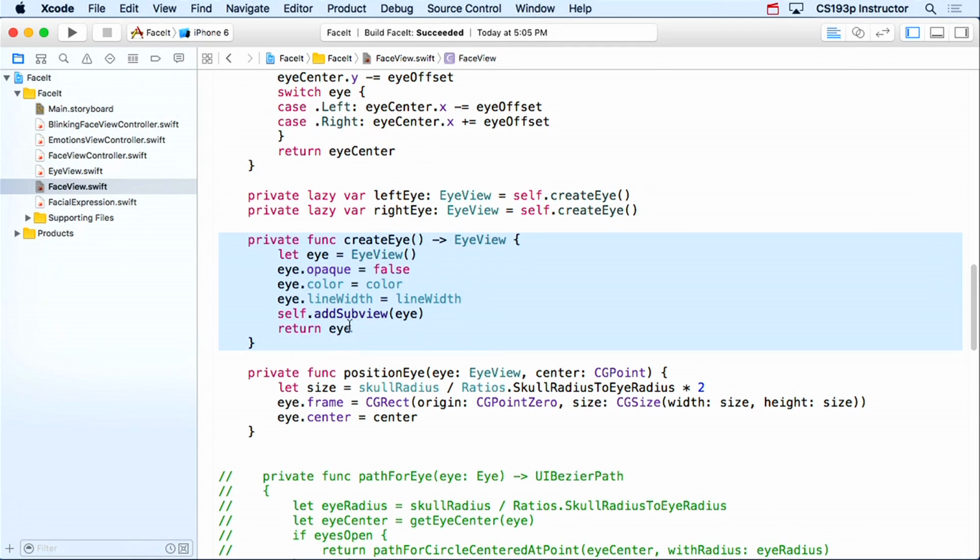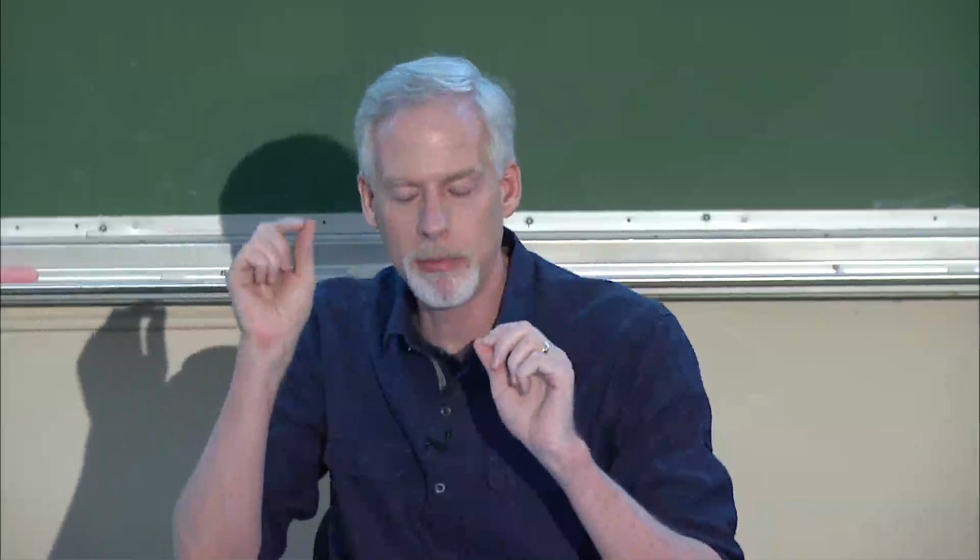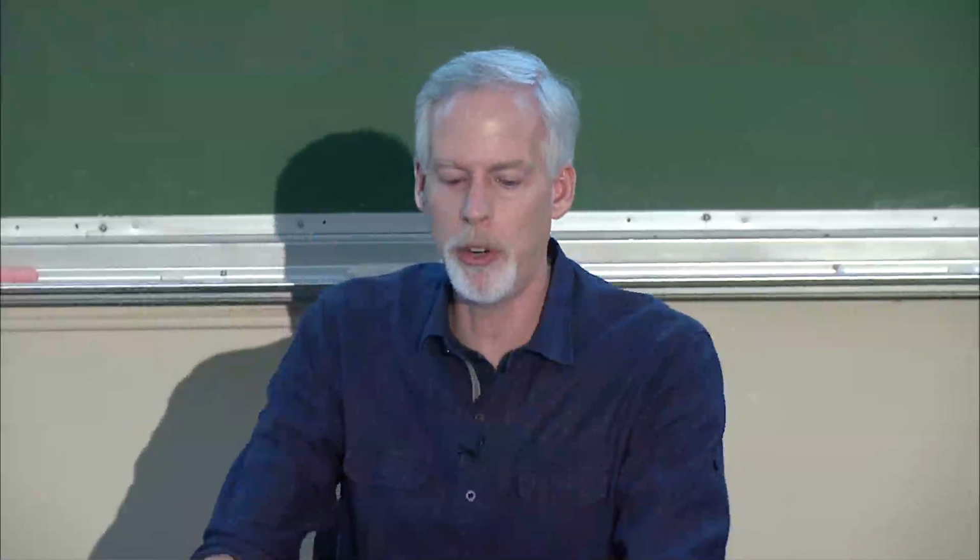What does this createEye look like? Well, it's just going to create a new UIView. I'm just calling the initializer here. I'm going to set it to be not opaque because my UIView doesn't draw a background or have any background set. So if there were something behind my UIView, maybe some eyeshadow or some eyeliner or something, it would show through. Also, I got to transfer the color and the line width onto the UIView.